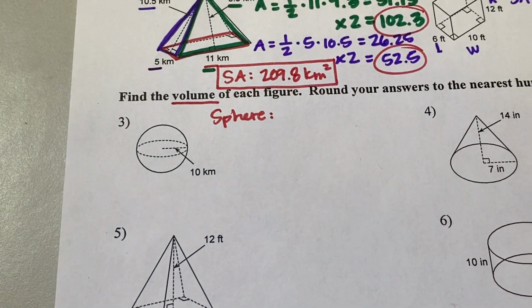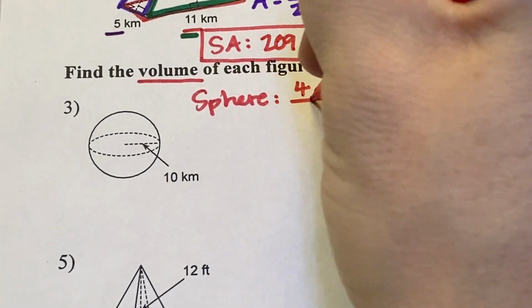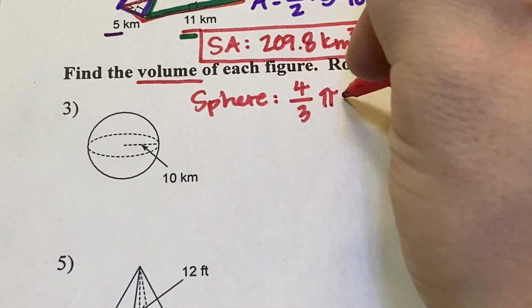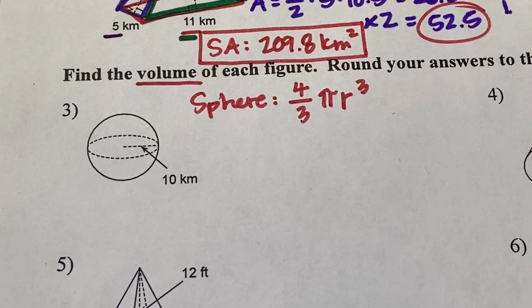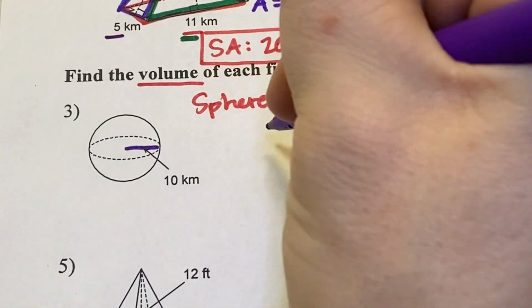Let's remind ourselves the volume of a sphere formula that never changes. That's what we love about formulas. 4/3 pi times your radius cubed. We only have to identify one measurement here, and it's our radius. Given this sphere, what is our radius? 10. Easy peasy.